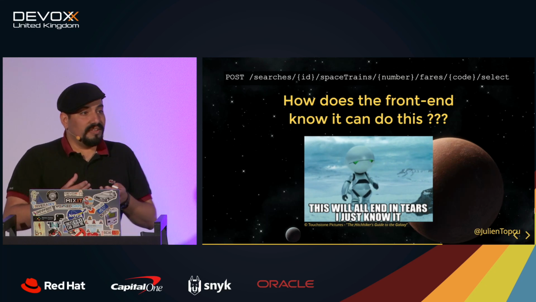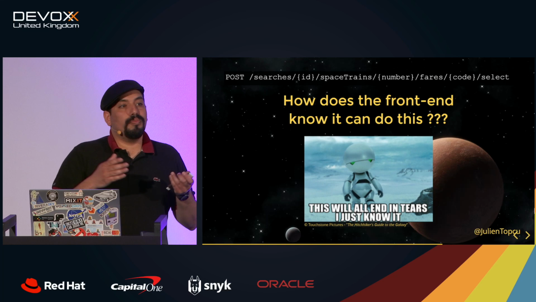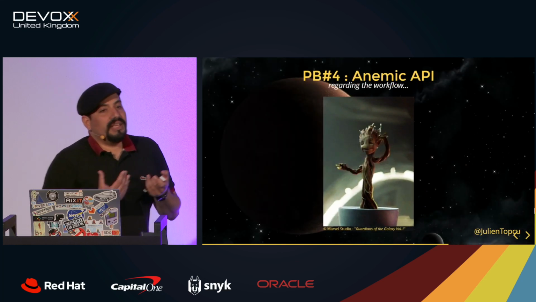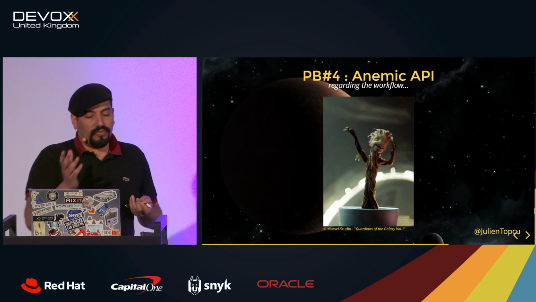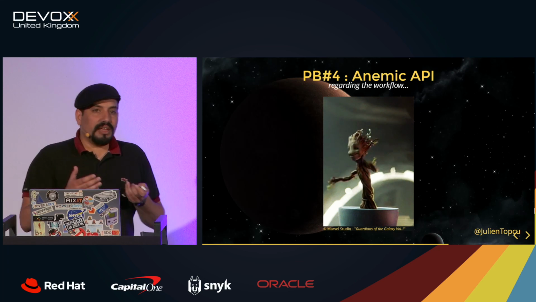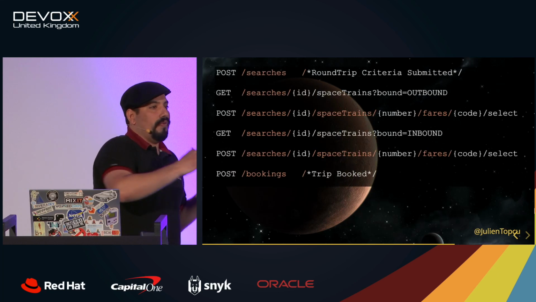And it exists already in REST. But the thing is, we are not using that. We rather like to do anemic APIs in terms of workflow. What does it mean? Regarding the workflow, sorry. What does it mean? It means that each time we build an API, we expose steps of a workflow like this.